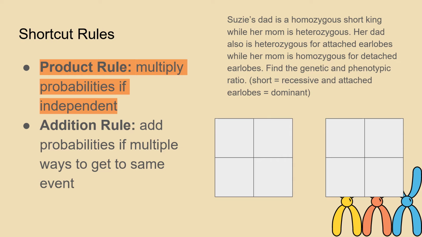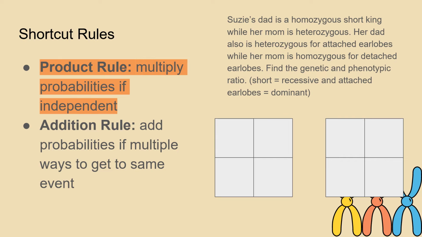So I did kind of just go over the product rule with the previous example, but here I'm just going to show you another example and explicitly explain what the product rule is, as well as the addition rule. And these are just shortcuts to make your job easier. So again, the product rule, you just multiply the probabilities of each trait by each other, and you can do this anytime it says the traits are independently assorted, which is typical of your dihybrid, just because, like with meiosis, the chromosomes independently assort, so therefore your alleles do.